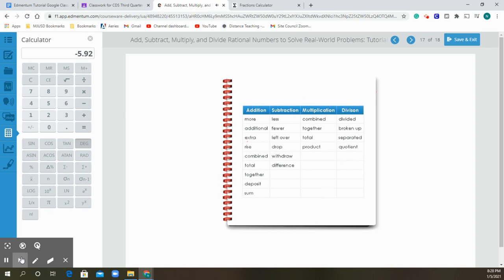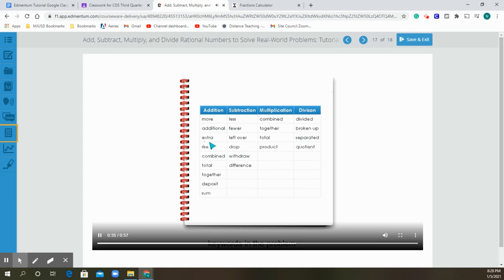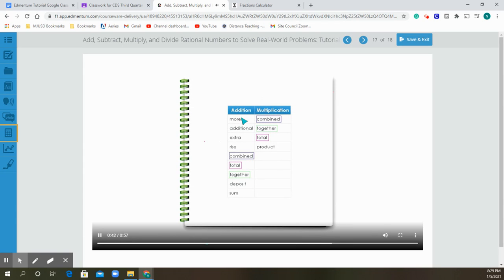Certain keywords in a problem can help identify which math operation to use when solving. For example, the words sum, total, and deposit signify addition. Words such as less, fewer, and drop signify subtraction. Addition and multiplication have common keywords because multiplication is the same as repeated addition. Words such as total, together, and combined signify that you can use either addition or multiplication to solve the problem.